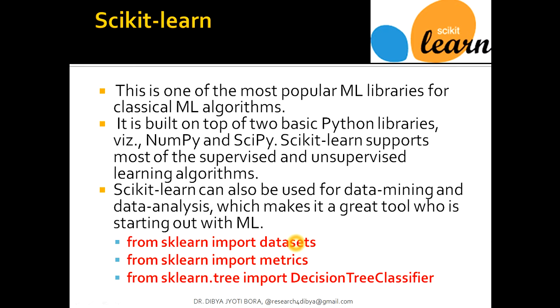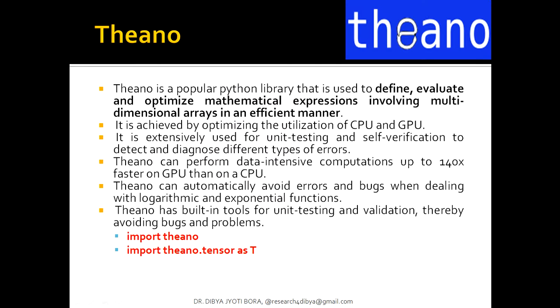Some inbuilt datasets are there that you can use, and you can show the implementation of your algorithm with respect to them. Then from sklearn import metrics. From sklearn.tree import DecisionTreeClassifier. This is a very famous decision tree classifier in supervised learning. There we have the CART algorithm. So this way you can use scikit-learn. Clear?